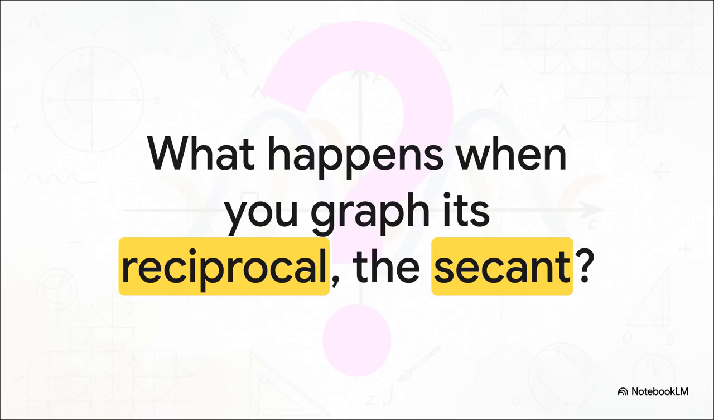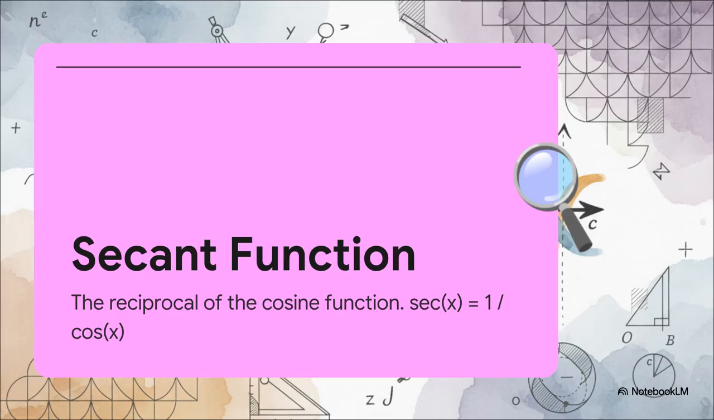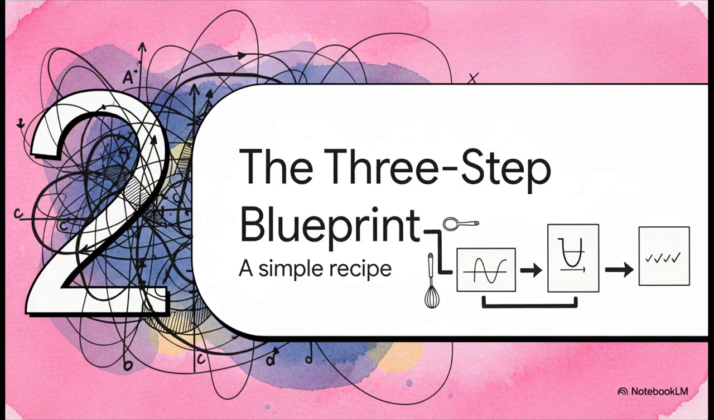Let's dig in. Okay, this right here, this is the whole game. Secant of x is just 1 divided by the cosine of x. That's it. This one single relationship is the key that unlocks every peak, every valley, and every single gap in that secant graph.